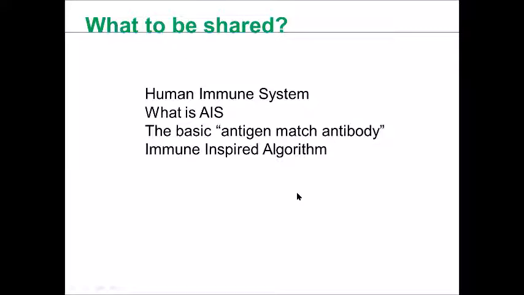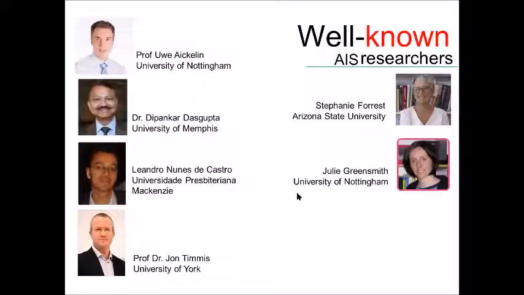Then I will explain the algorithms available under artificial immune system. There are several algorithms based on the immunological theories, such as the clonal selection algorithm and the negative selection algorithm. I will choose some and briefly explain them in this presentation. Before we go further, I just want to show the faces of some well-known AIS researchers.